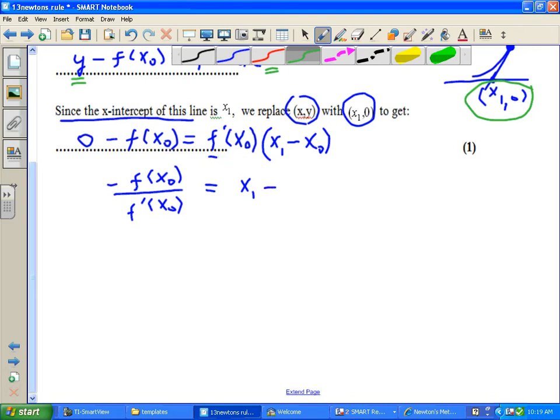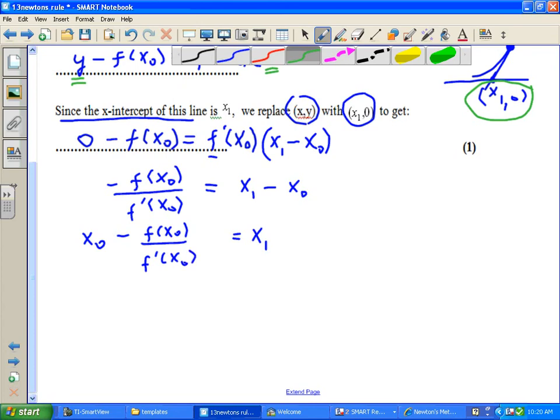X sub 1 minus x sub 0 is left there. Remember, I want to solve for x sub 1 in terms of x sub 0, so there's just one step left. If I want x sub 1 right now, what should I be doing? Add x sub 0 to both sides. So if I'm going to add x sub 0, it goes over here as positive x sub 0. And don't forget there's a minus f of x sub 0 over f prime of x sub 0.